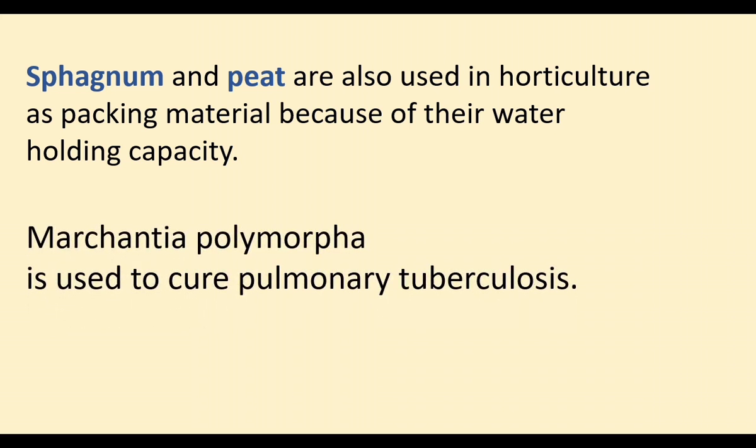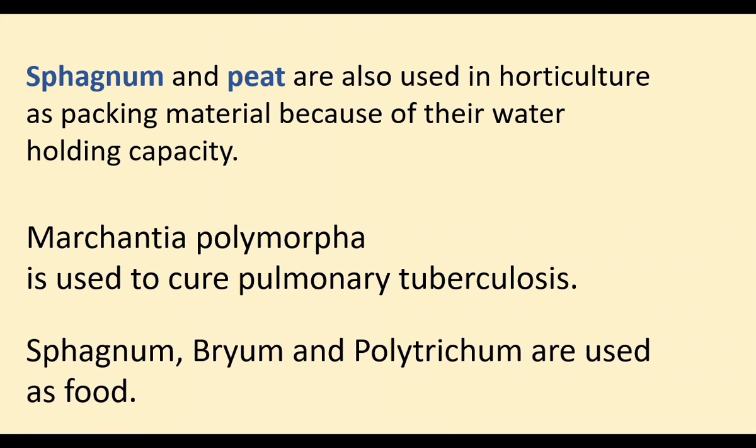Marchantia polymorpha is used to cure pulmonary tuberculosis. Tuberculosis is called TB. Tuberculosis affects bones, lungs and different parts. Tuberculosis of the lungs is called pulmonary tuberculosis. Sphagnum, Funaria and Polytrichum are used as food.